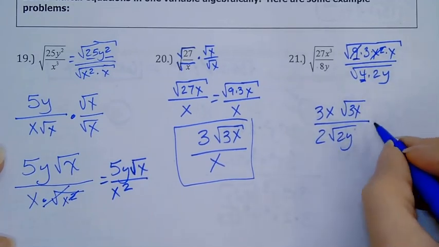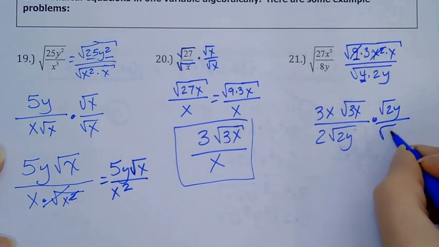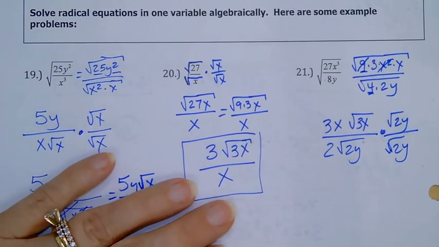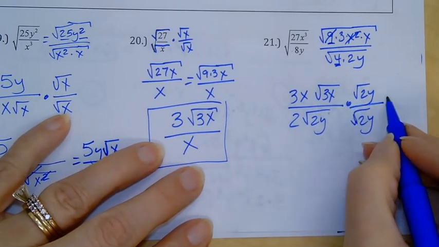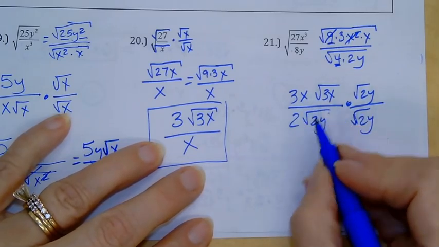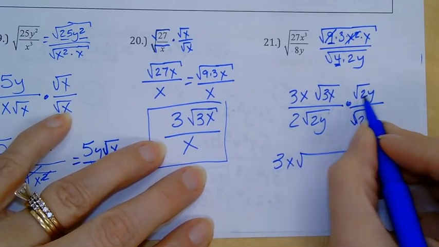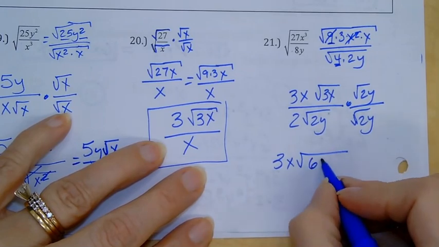But I don't want to have any square roots in my denominator, so I'm going to undo that by multiplying the square root of 2y over the square root of 2y. I'm allowed to do that because I'm really just multiplying by 1. I'm not changing the amount, right? Okay, in my numerator, we just multiply everything straight across. So I have 3x times the square root of, I'm going to multiply all this stuff together and put it under the house. 3 times 2 is 6 times x times y. That's my new numerator.